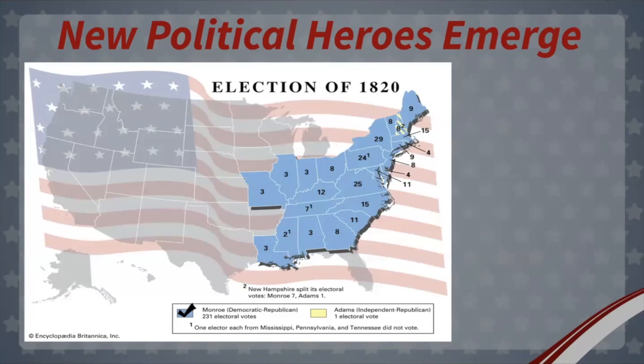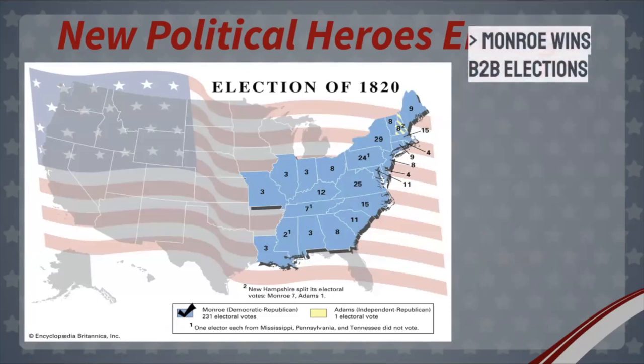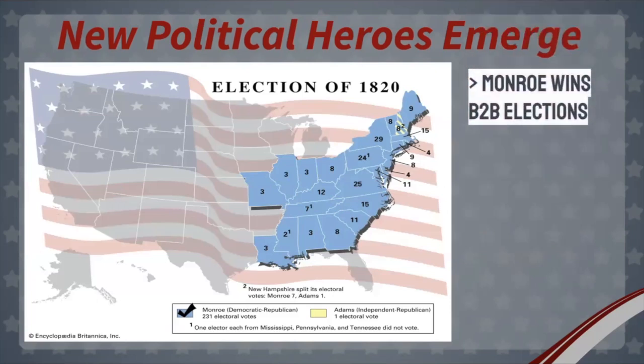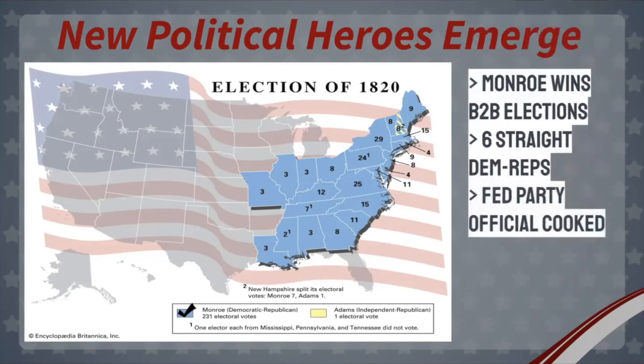Although look what happened here. There is not a single state that doesn't go the Dem reps' way. Monroe wins back-to-back elections. This is an interesting distinction here. 6 straight Dem reps are elected. The Federalist Party is all but cooked now, and there wasn't even a Federalist candidate.